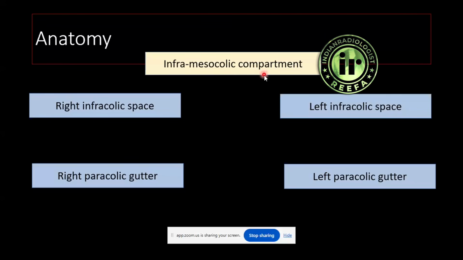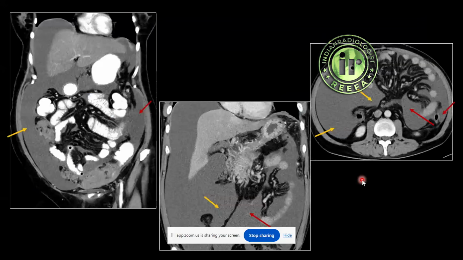The inframesocolic compartment has four spaces: the right infracolic space and the left infracolic space, which are divided by the root of the small bowel mesentery. And then on either side of the ascending and the descending colon, you have the right and the left paracolic gutter. So let's see the CT anatomy.